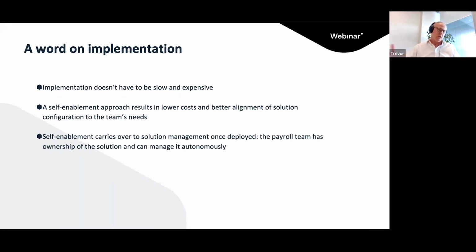You're not beholden to the vendor. For small changes, you're not being charged for small changes. You don't have to get in a queue to wait for 6 months to get somebody to write you a report. You can get that yourself through platforms like ours.